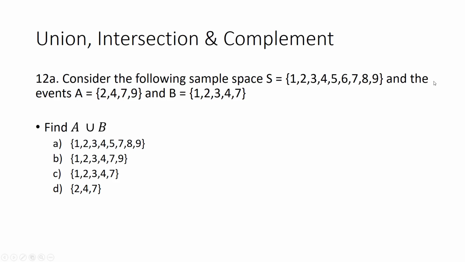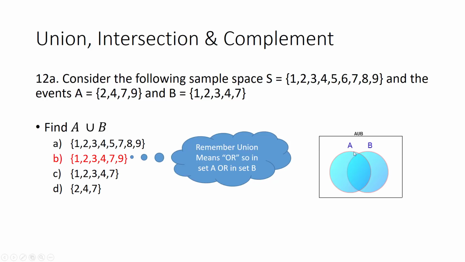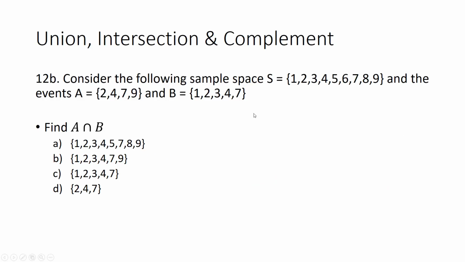All right, union, intersection, and complement. So we're given a sample space, which is everything. So numbers 1 through 9. And then we have 2 events. We have the event A, that these values show up, and we have the event B, that these values show up. Find the union. Remember, the union states everything in A and everything in B, and you just don't double count. You don't write 7 twice or 4 twice or 2 twice, okay? So it's everything in both sets.